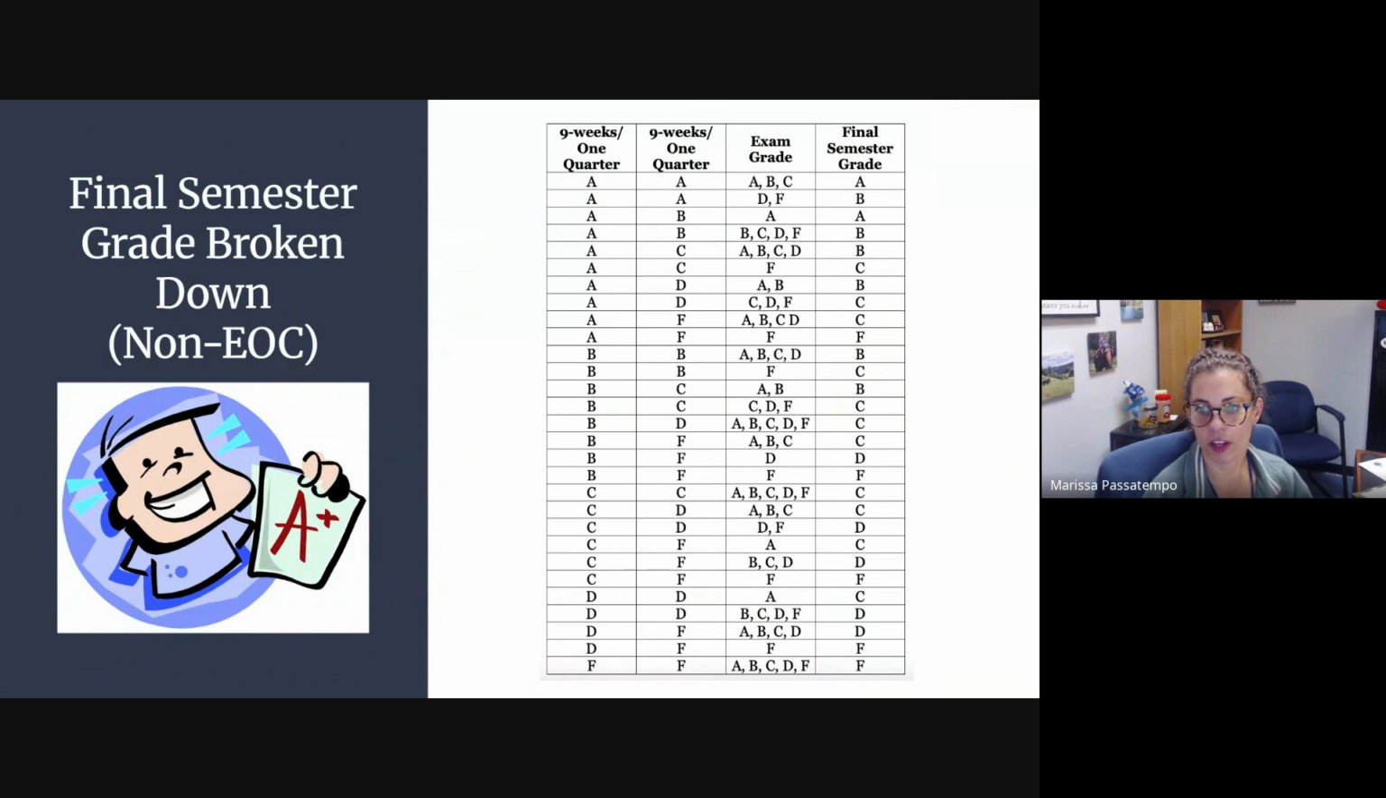On this slide, we have the conversion chart. Just for easy reference, if your child earns an A in quarter 1 for the first 9 weeks, and then a B in quarter 2 for the second 9 weeks, and they score a D on the final exam, they're going to average out to a B for the semester. That's that second line. This is a good conversion chart because you can play around with it and give yourself different examples of how the grades will look and appear on the transcript. They're not going to be a numeric grade. They're going to be a letter grade.